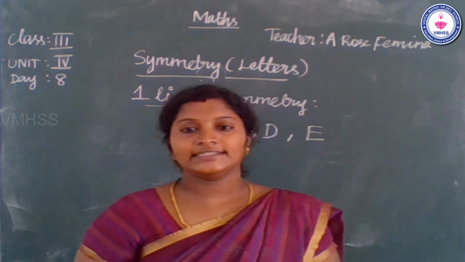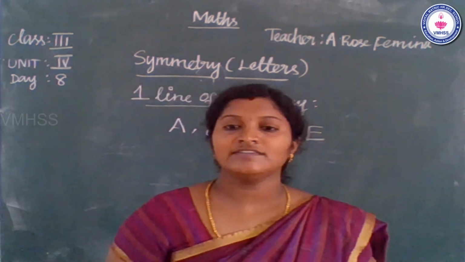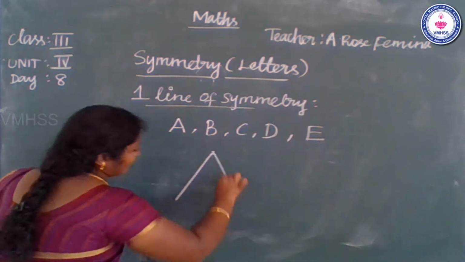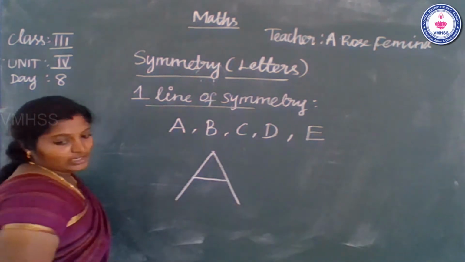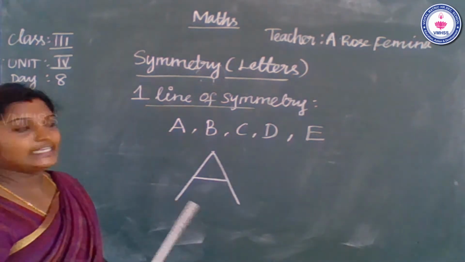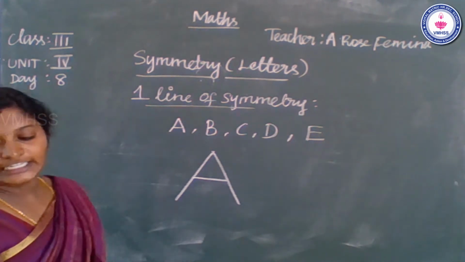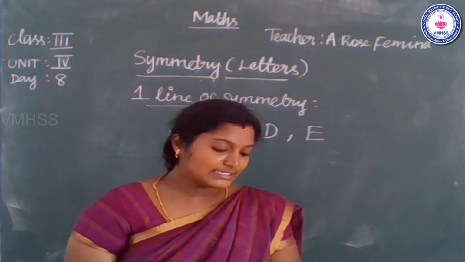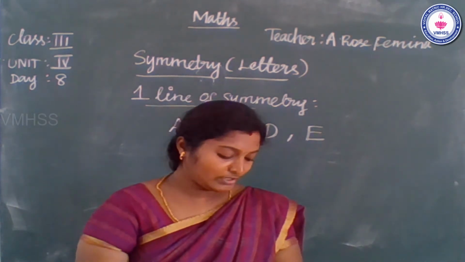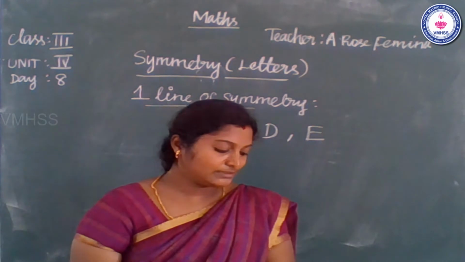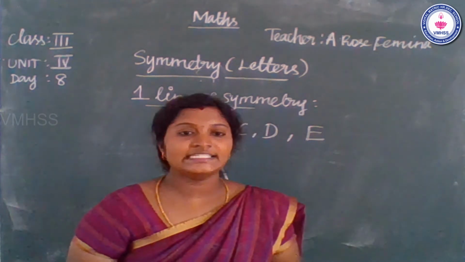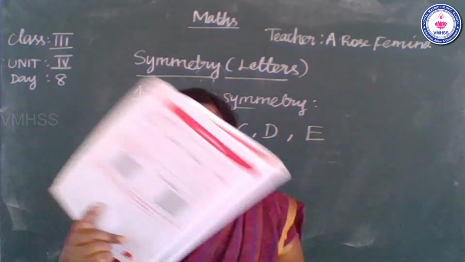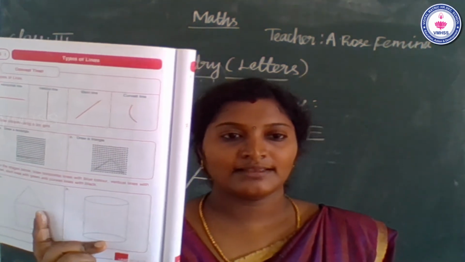Notice that A has a vertical line of symmetry. I draw the letter A vertically. You already know vertical line, horizontal line, slant line. First we recall. Students, take page number 76.